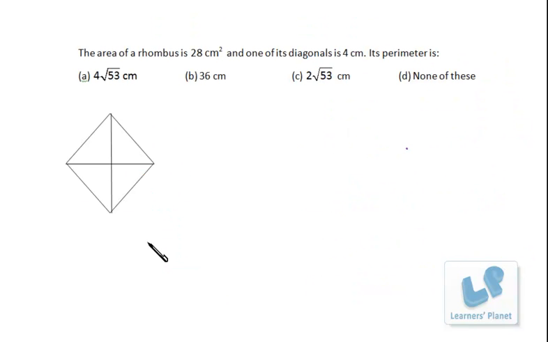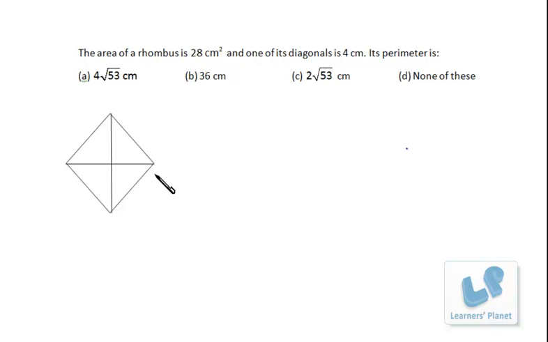Now friends, let's take a very simple problem. The area of a rhombus is 28 centimeter square and one of its diagonals is 4 centimeter. We have to find out its perimeter. First of all, you might have revised the definition and formula for rhombus. I have just drawn a diagram for the sake of convenience. Otherwise, in examination time, it's actually not required. You can visualize the diagram. After some practice, I think you'll be able to visualize it.